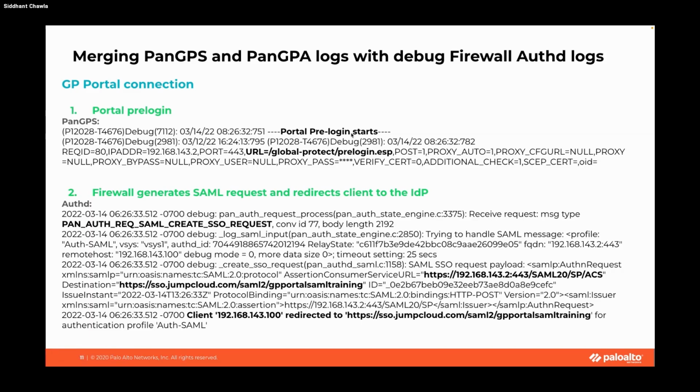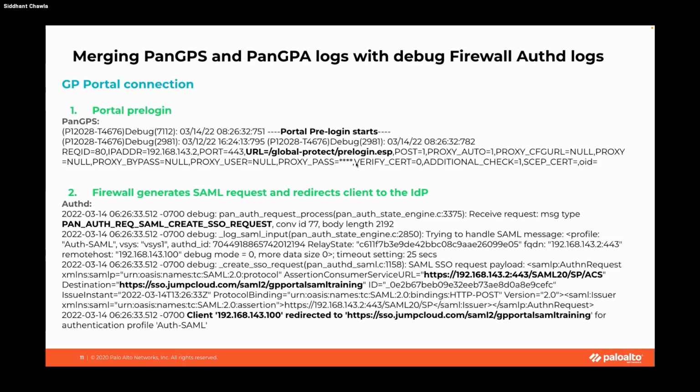When the users try to connect to the portal, under the PAN GPS log you will be able to see logs like portal pre-login start, and as it's a portal connection, you will see the URL globalprotect pre-login.esp. When we talk about the gateway, the URL is SSL VPN. So here you can differentiate when you're going through the GP logs. If you want to see when the portal login starts, you can filter the PAN GPS log with portal pre-login start and then go through the logs.